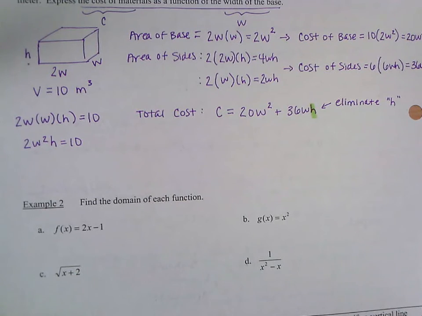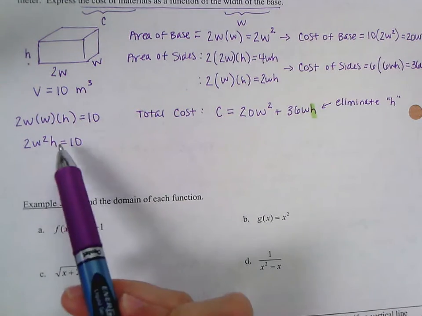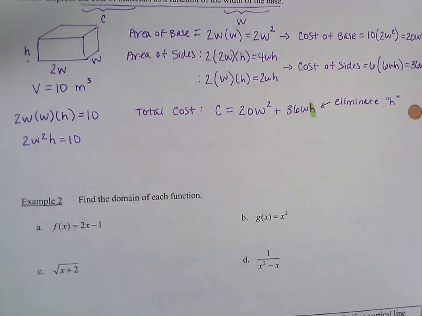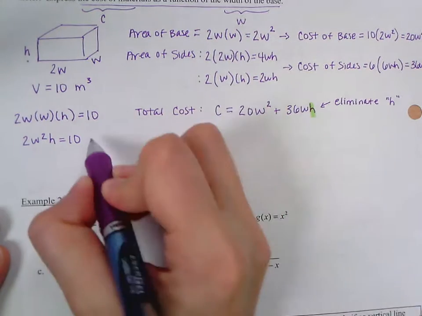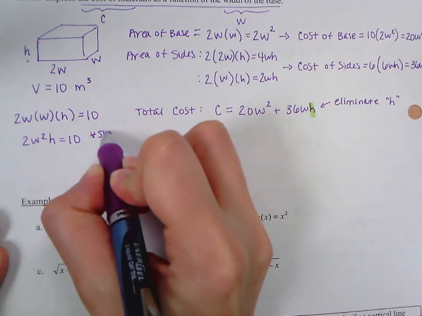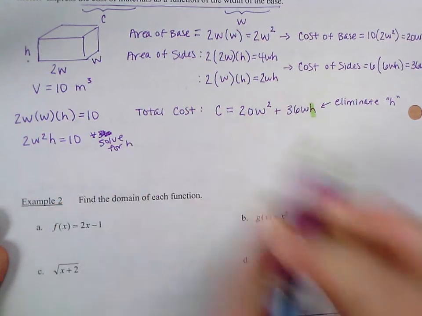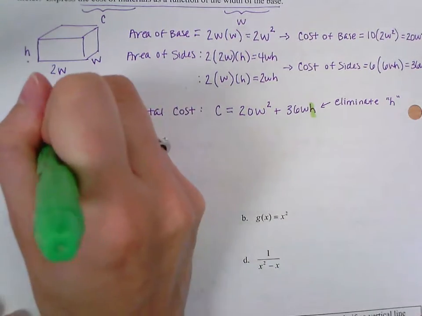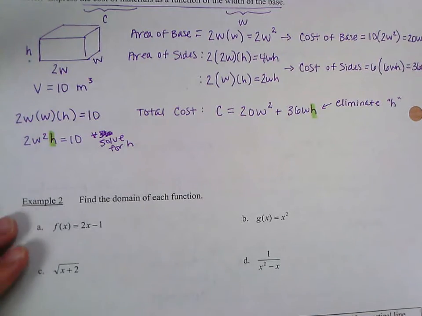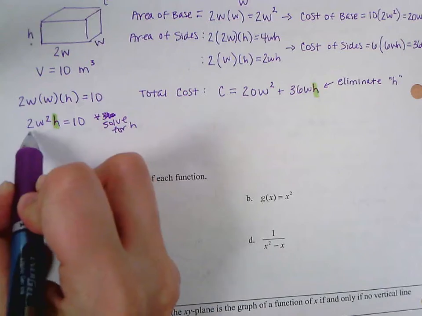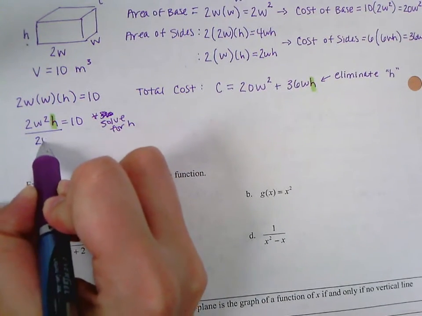But then this allows me to solve this equation for H, so that I have H in terms of W, and I can substitute that in. So here I'm going to, oops, not how you spell solve for H. Meaning to solve for H, I would have to divide by 2W squared.